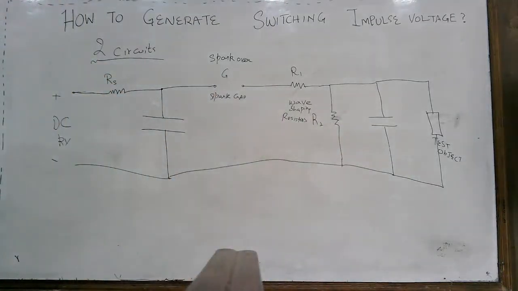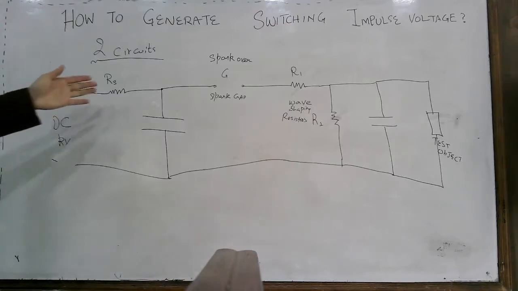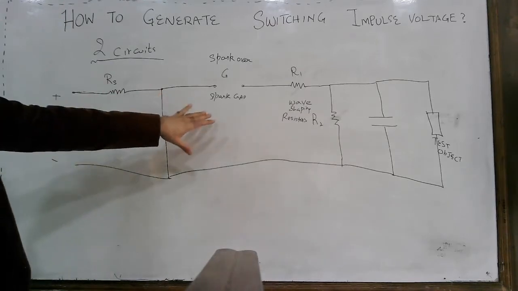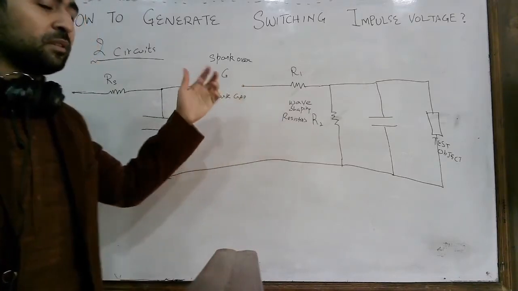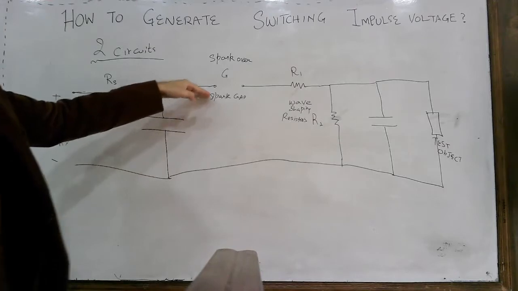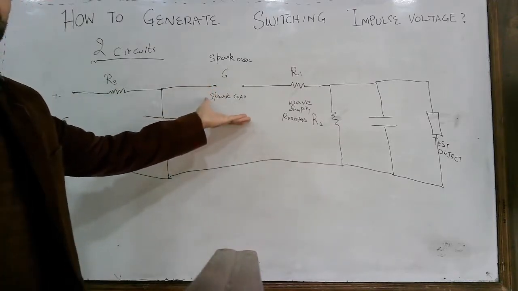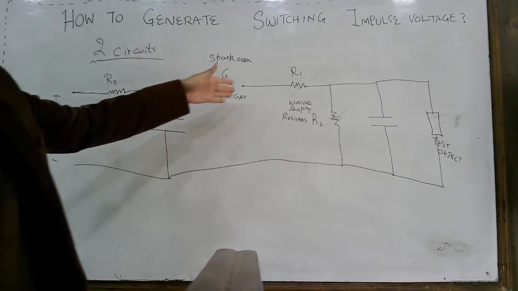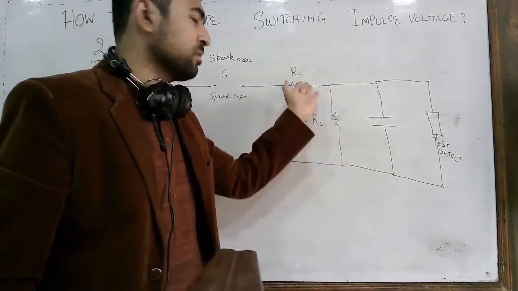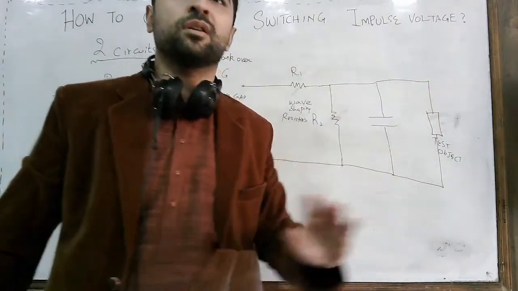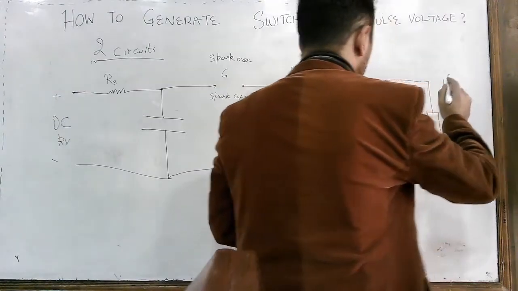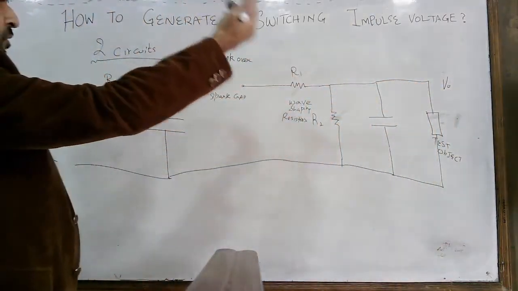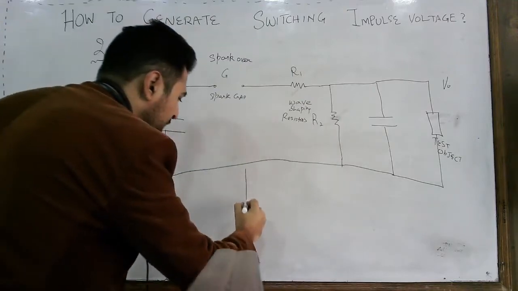Let me discuss the working again. Once this capacitor gets charged, and the voltage across it is more than the breakdown voltage of the spark gap, there is a spark over across this gap, and it gets connected across this capacitor, across these wave shaping resistors, and across the test object. So what is the output voltage here? Here we have the output voltage. The output voltage from this circuit is like this.